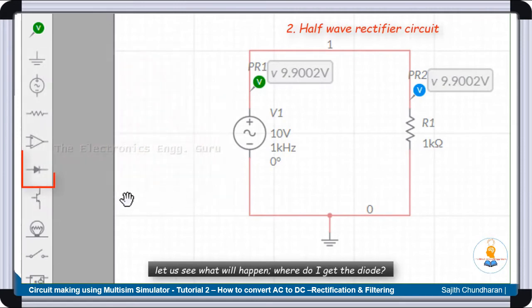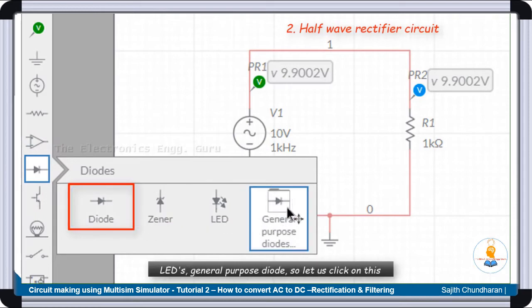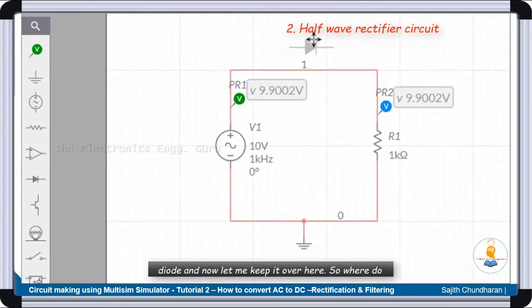Right, where do I get the diode? Coming over here, you can see that there is a diode symbol over here. Click on the diode symbol. You can see over here there are different types of diode: Zener diode, LEDs, general purpose diode. So let us click on this diode, and now let me keep it over here.